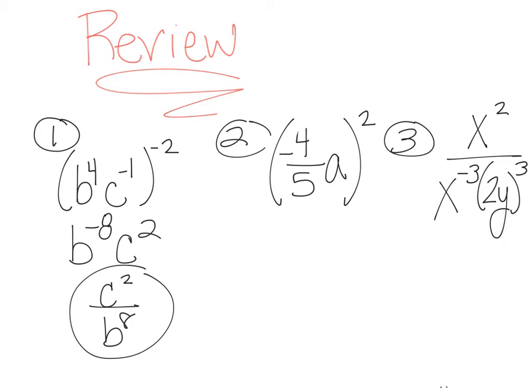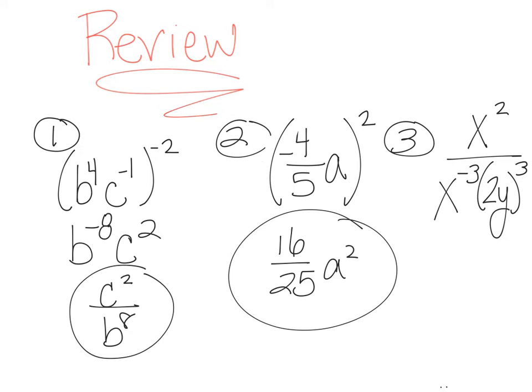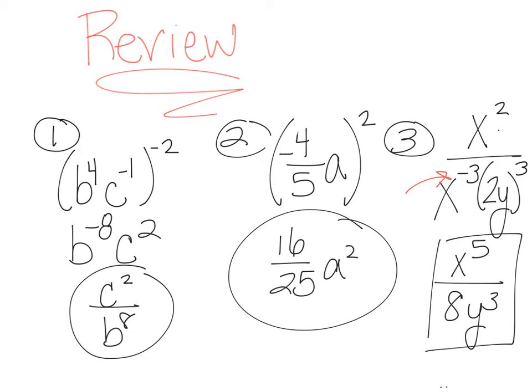In number 2, we would take everything to the second power. So negative 4/5 squared is 16 25ths, a squared. And lastly, since we have a negative power here, that would go to the top. We would get x to the 5th because 2 minus negative 3 is 5. Or you could say x squared multiplied by x to the 3rd gives us x to the 5th. And then on bottom, I have to cube 2y. So that would give me 8y to the 3rd. And there's my answer.